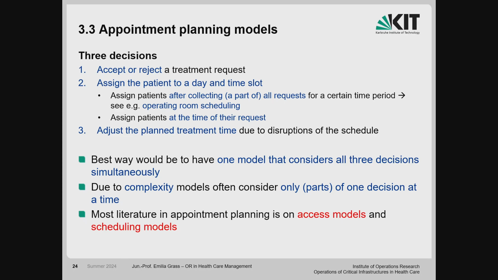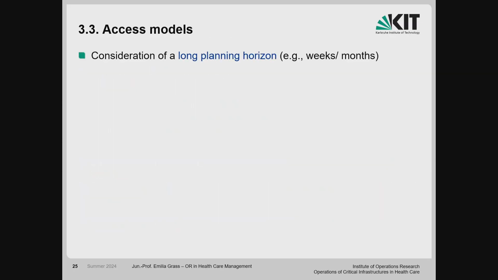Most literature on appointment planning is either about access models or schedule models, and we will have a look at these two types of models. So let's start with the access models. First of all, we consider a rather longer planning horizon. For instance, we want to plan for the next upcoming 4 weeks or the next month.